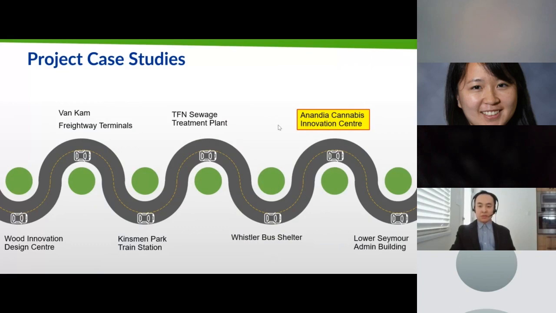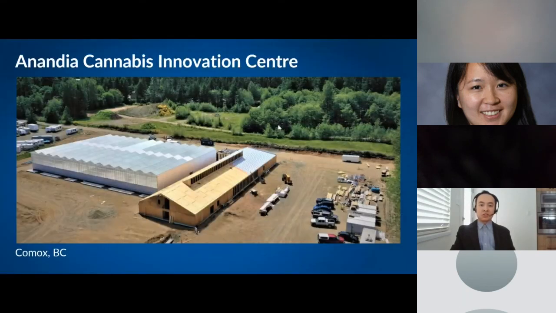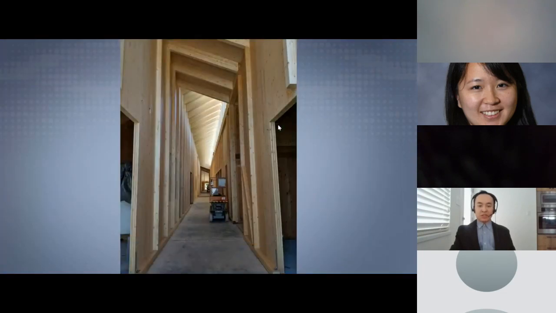The next project is the Anandia Cannabis Innovation Center, which is a research facility for medical use of cannabis in Comox on Vancouver Island. And the main wood structure is called the header house. This is the hallway of the header house.